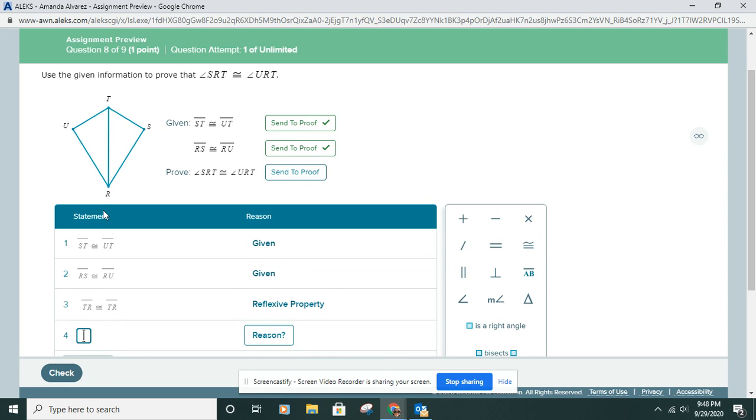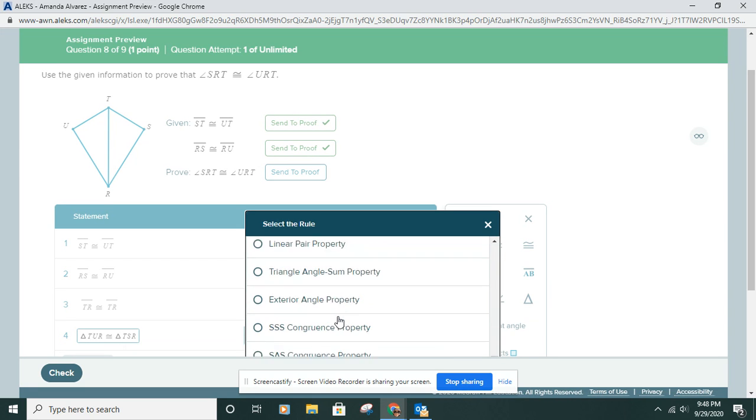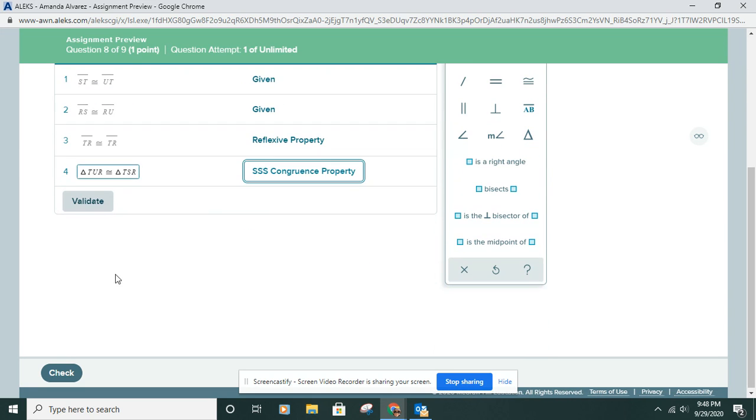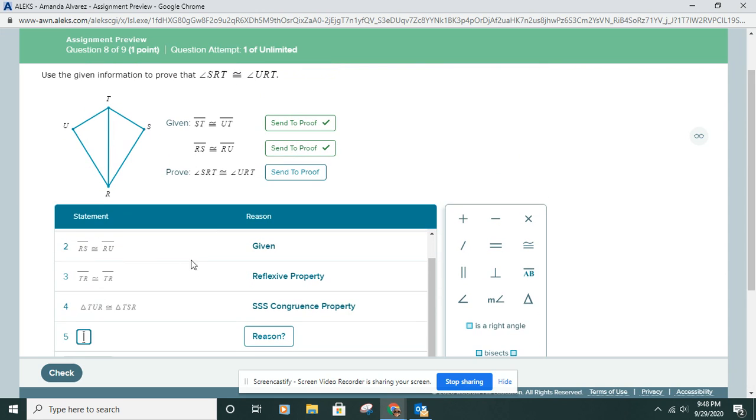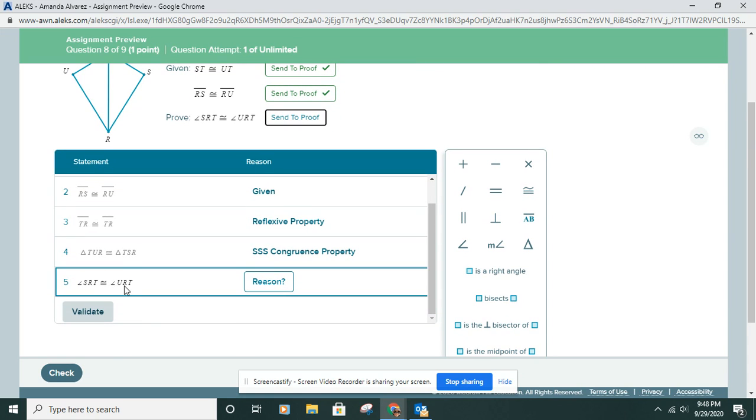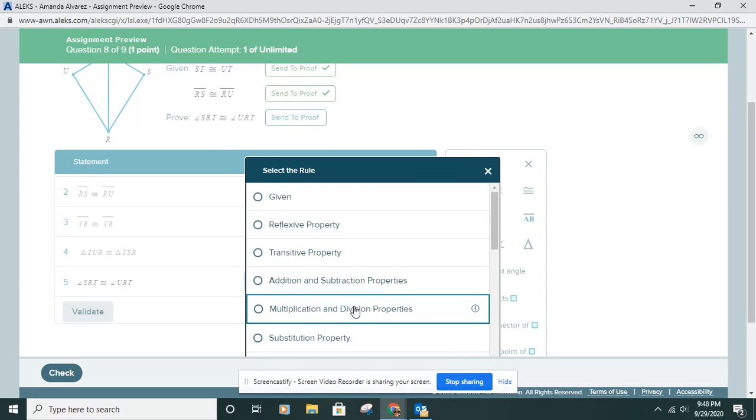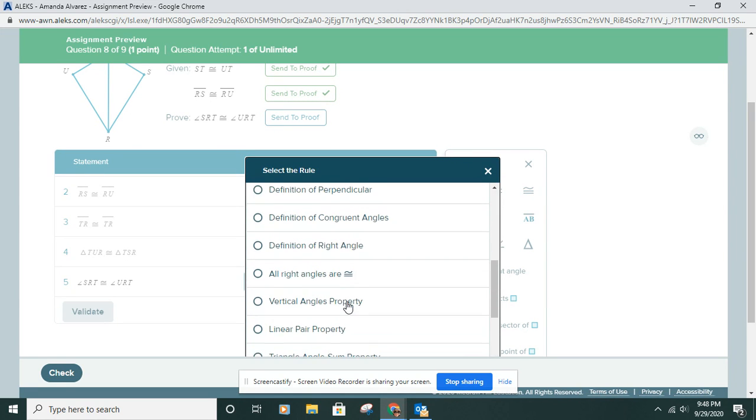Now I've got side, side, side, so I can say that the two triangles are congruent. So I'm going to use the triangle symbol. I'm going to name the first one TUR, and then congruent to triangle TSR. And again, that's side, side, side. We have three sides congruent. Validate that. And now I can send a proof. Once I have the two triangles congruent, I can just say any angle, any other side that is corresponding is congruent. So CPCTC.